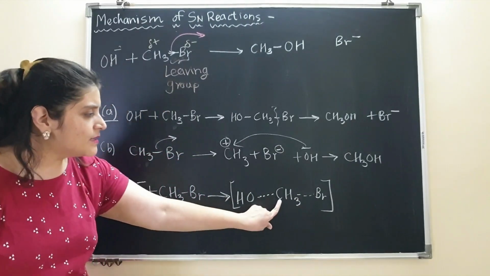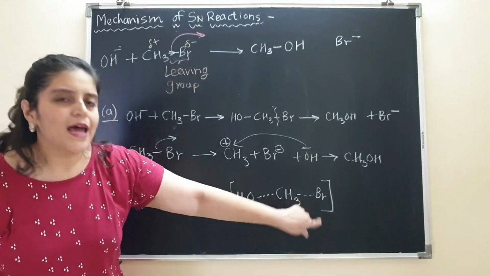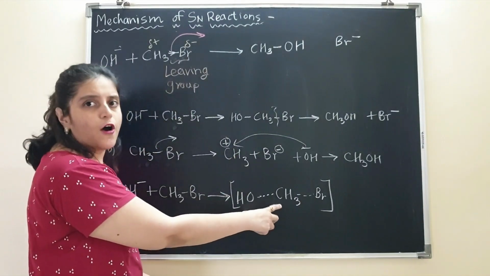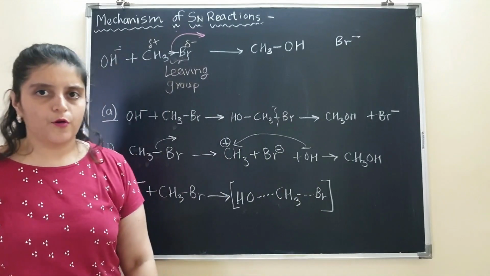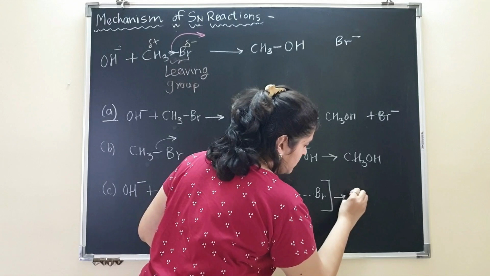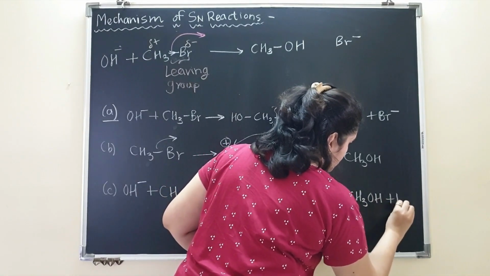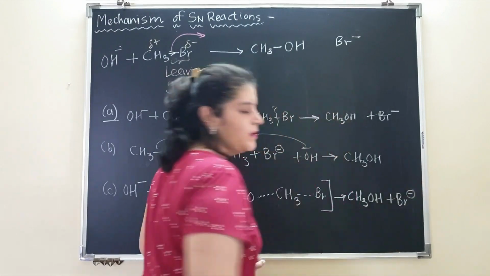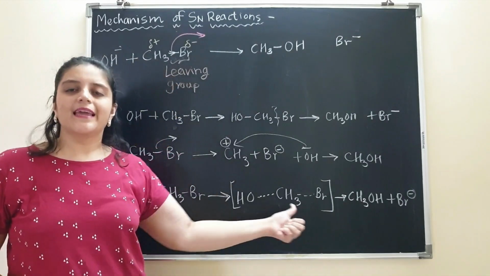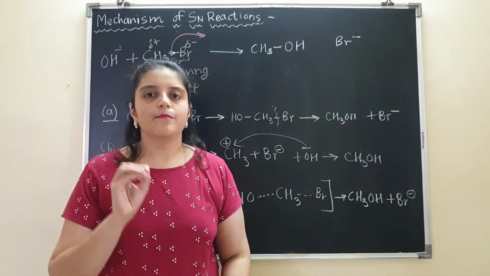That's why we are saying this C-OH bond is about to form and this C-Br bond is about to break. And the moment this bond is formed, this bond will be broken. So this is the product that is formed, but the only difference is that the breaking and making of the bond takes place at the same time, at the same moment.